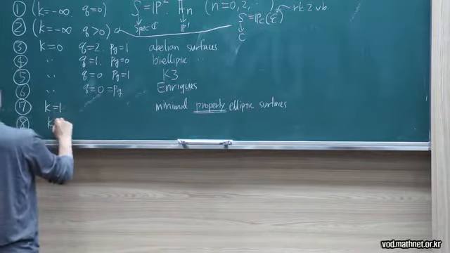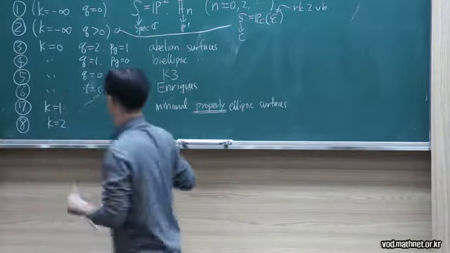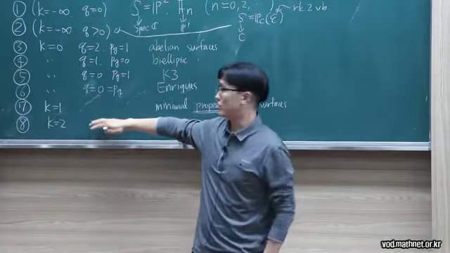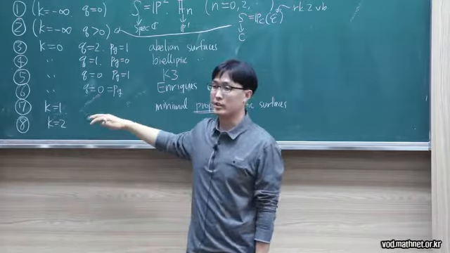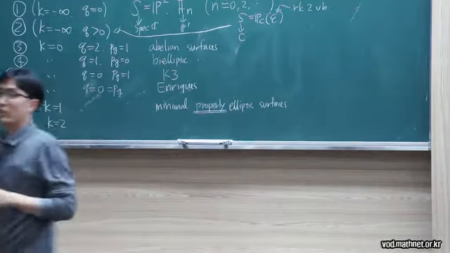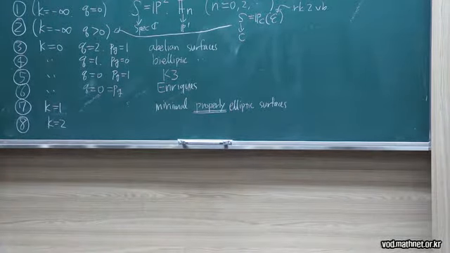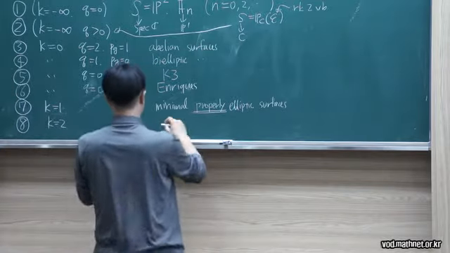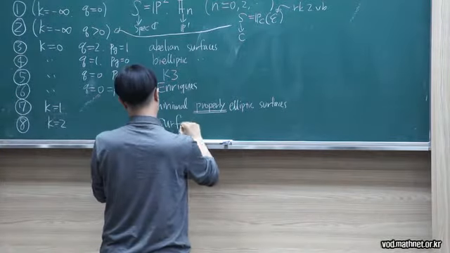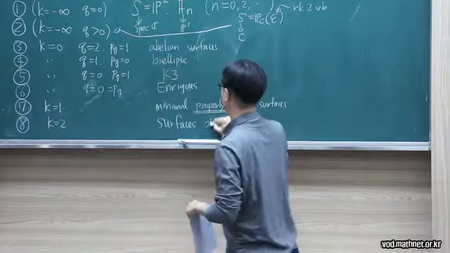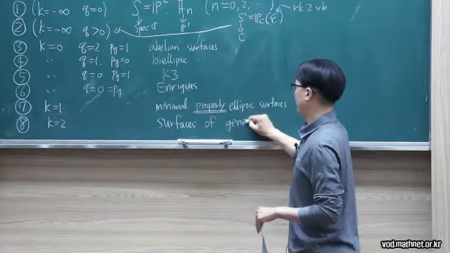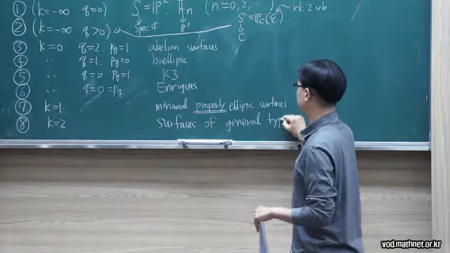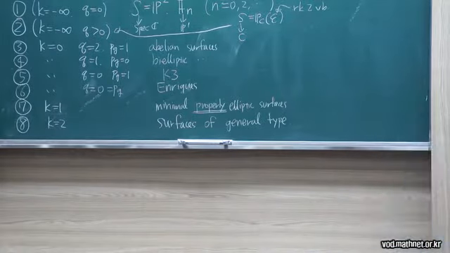And finally, the kappa 2 case. Of course, there can be many choices of geometric genus and irregularity, and there is the famous geography problem. So there is a huge literature on this, and these are called surfaces of general type. Okay, so this is the famous Enriques classification of algebraic surfaces.